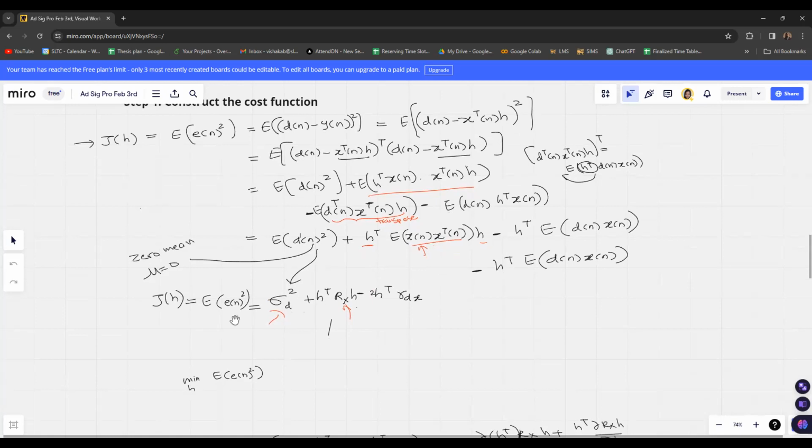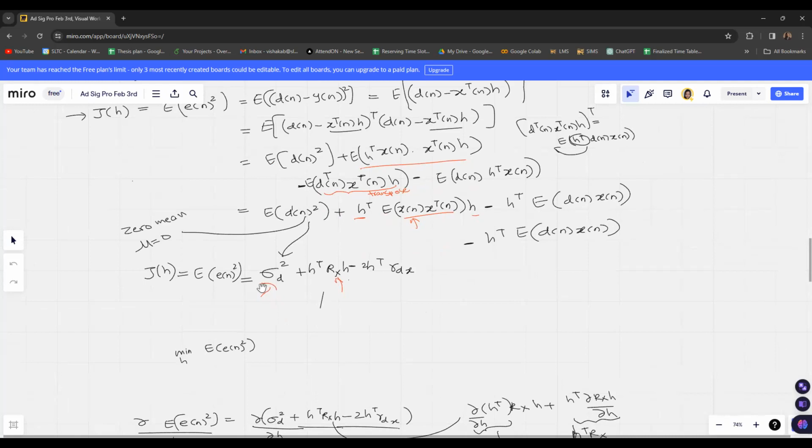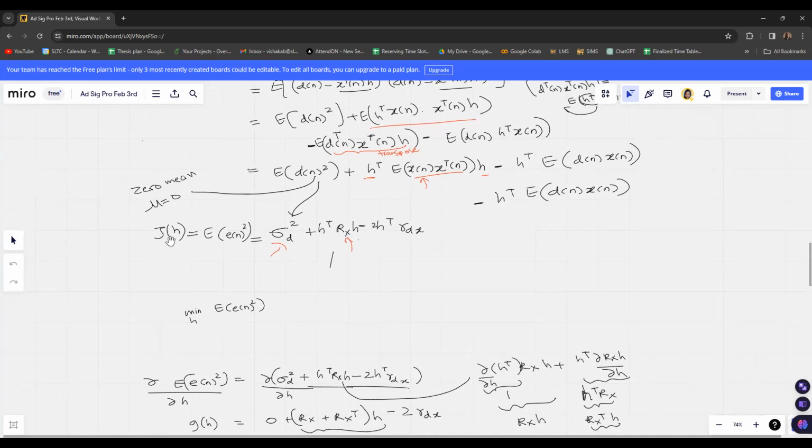relates to the error. And in here it is shown the final output is equal to sigma squared of the desired signal, or the variance of the desired signal, plus the filter coefficients times the input autocorrelation matrix times the filter coefficients, minus the filter coefficients and the cross correlation between the desired and the input signals. So this is the expression that we get based on what we know already.